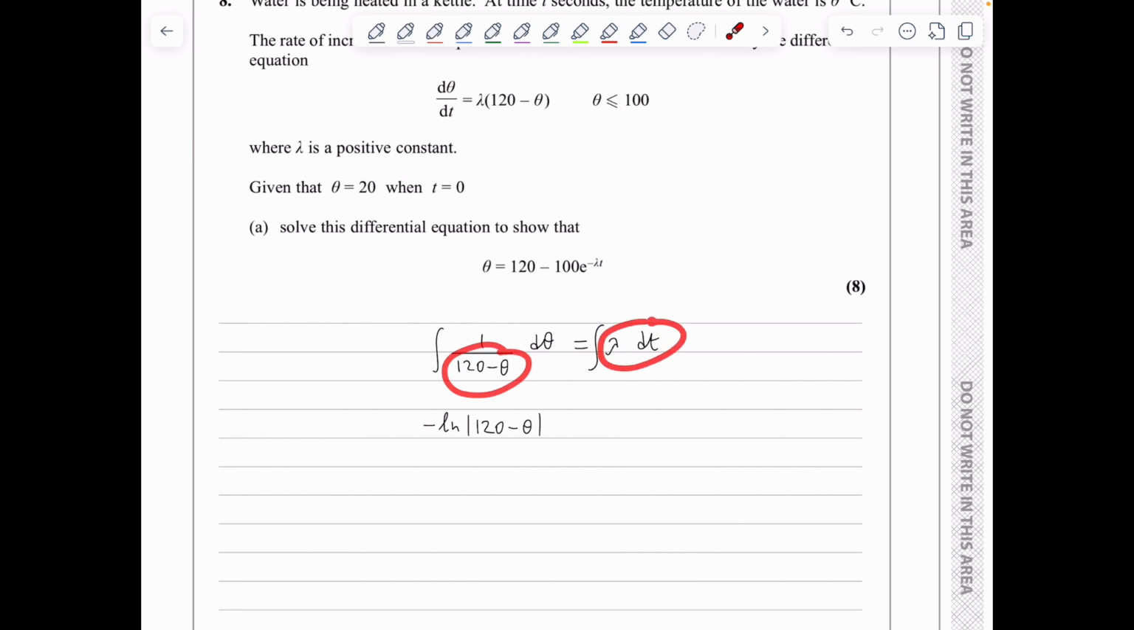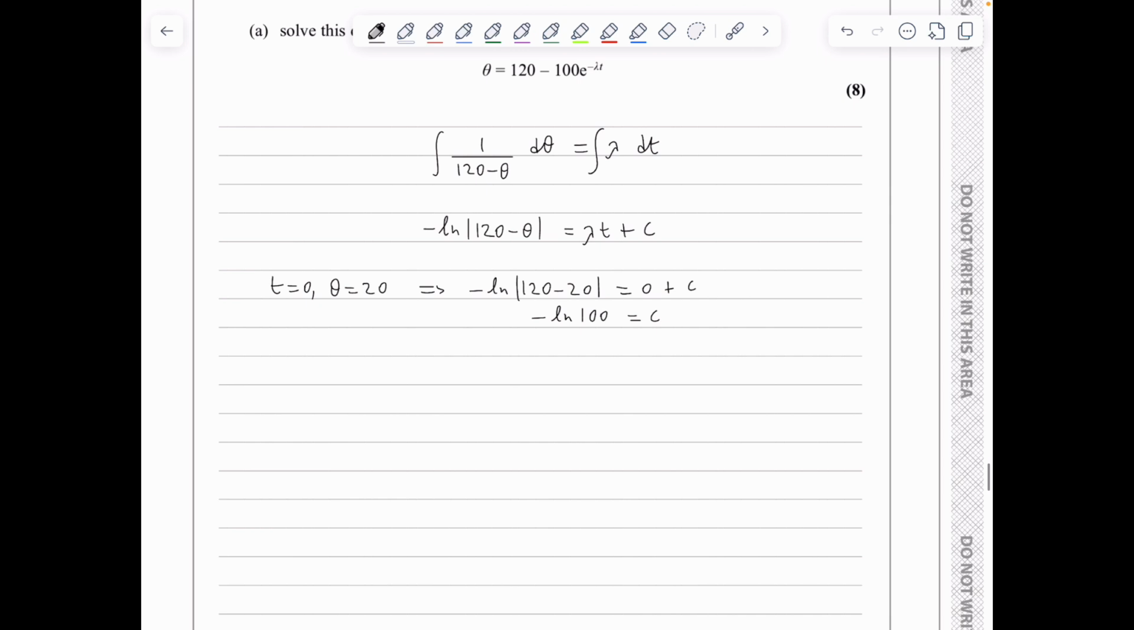On the right-hand side, we've got lambda. Lambda is a constant, it's a number, so its integral with respect to t will simply be lambda t plus c. And I can then proceed with the fact that when t is 0, theta is 20. This leads to minus ln of (120 minus 20) is equal to 0 plus c, and therefore minus ln of 100 is equal to c. So my equation is negative ln of (120 minus theta) is equal to lambda t minus ln of 100.